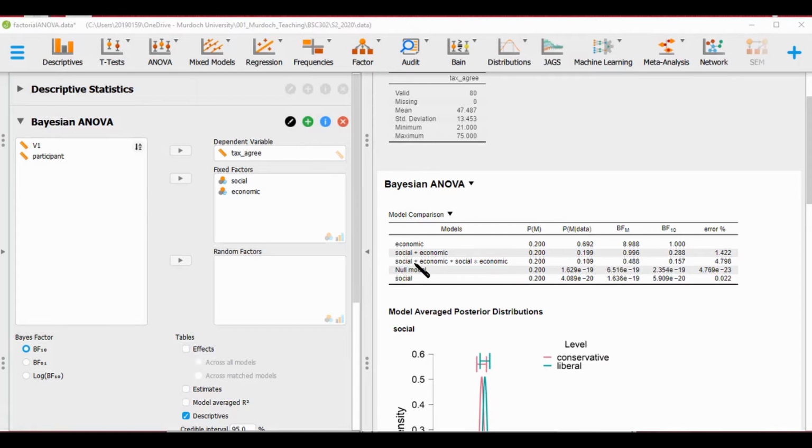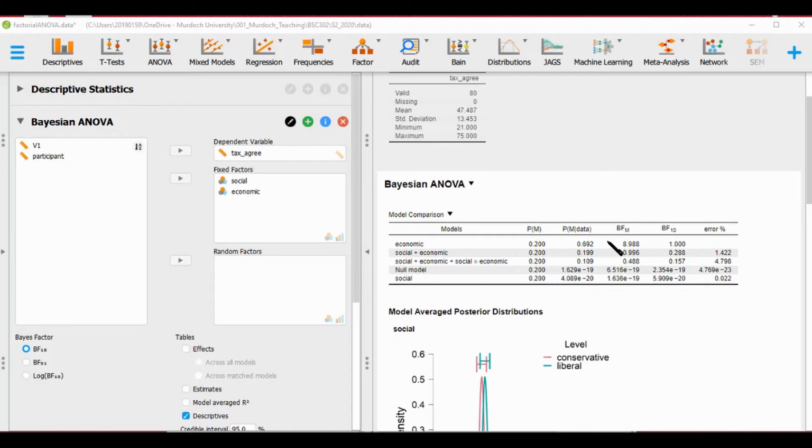The model that says that the social and economic views, and also predicts an interaction, went down from 0.2 to 0.109. The null model went down dramatically from 0.2 to 1.629 e minus 19. So remember, it's 0.181629. And the model of the social, that says that only social views are important, not the others, went down even more from 0.2 to 4.089 e minus 20. So 0.19404089.